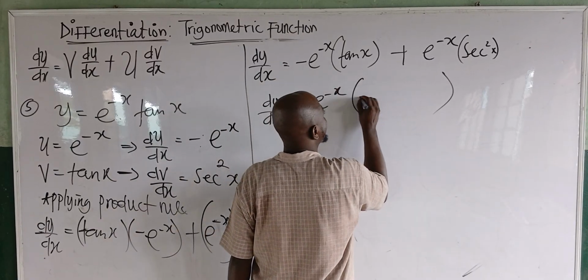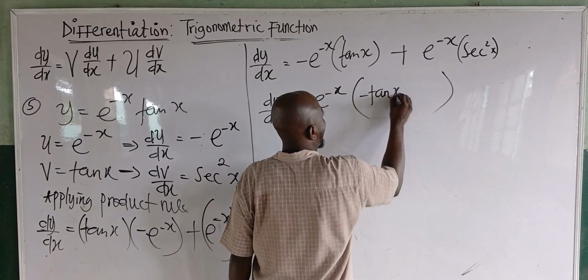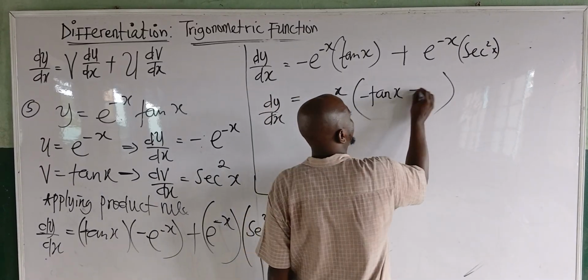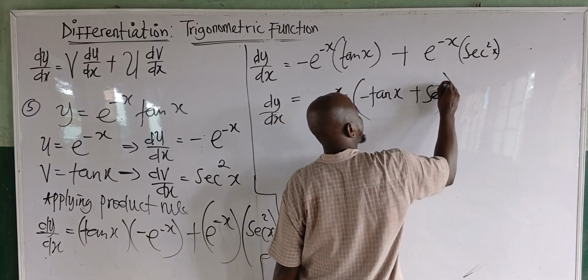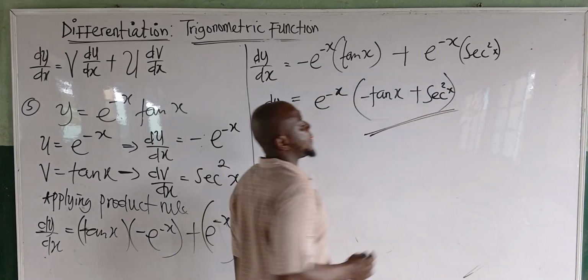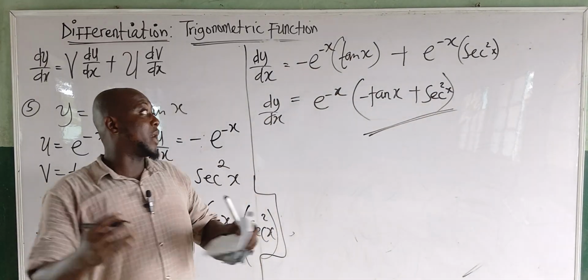Minus 1 and this one now. This will just give us tan x. That's what we are having here. Then plus, this one will cancel this one, remaining this. So this will give us sec square x. This is how we do this. It's very simple. You can also rearrange.